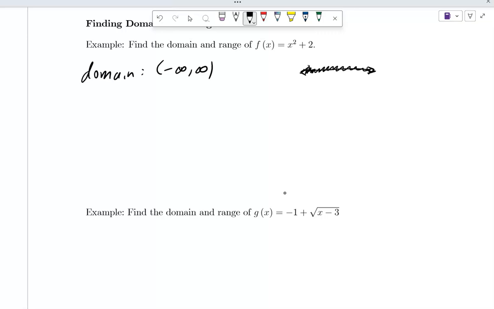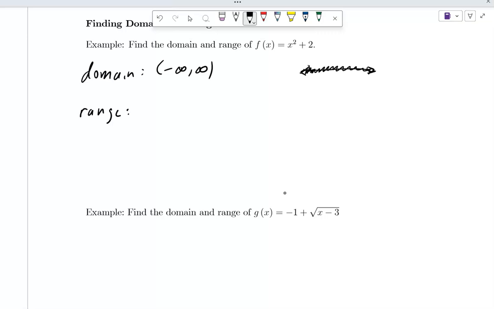Remember your range is outputs. Yep, good. So think about what your outputs can be. What's the smallest output that you could ever get just for the x squared? What's the smallest thing that you can get out? 0, right? And then what are you doing with the output? After you square it, you add 2. So what's the smallest possible thing that you could ever get out of this function?